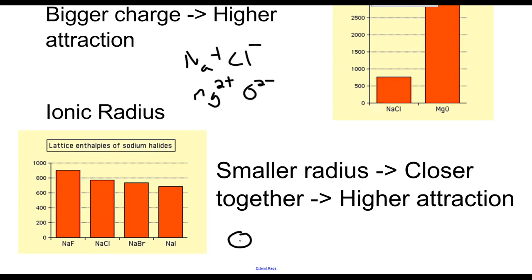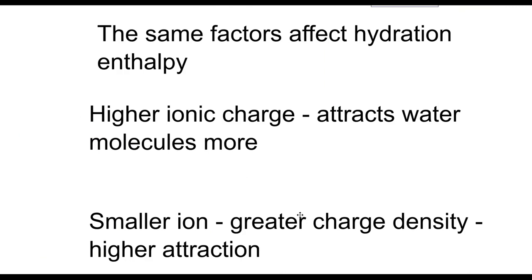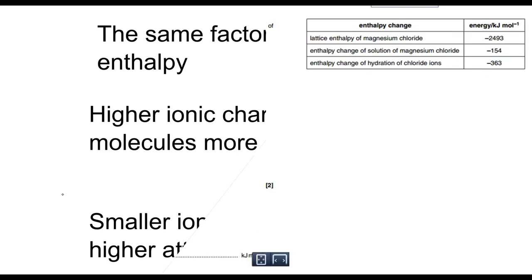Think of it this way. Here's our sodium, positive, so it's very small, and we've got a negative charge here, so the positive and negative are quite close together. Whereas if we've got a giant negative charge like iodine, it's really hard for it to get close. And the same things apply for hydration. If you have a higher ionic charge, you attract water molecules more strongly, and if you have a smaller ion, you have a greater charge density and therefore a higher attraction.